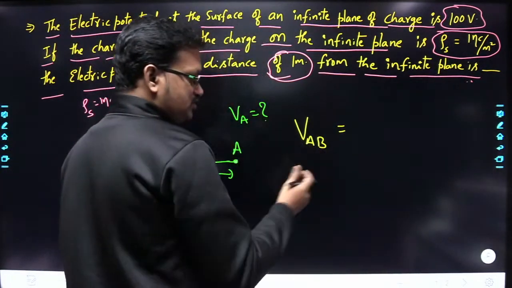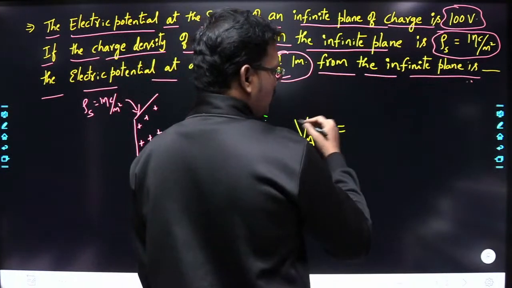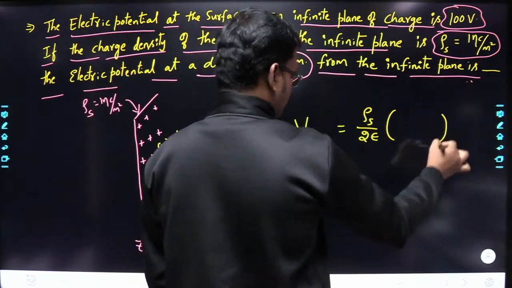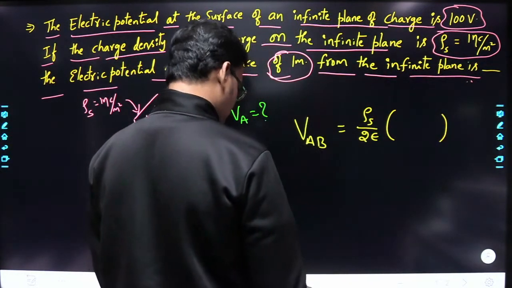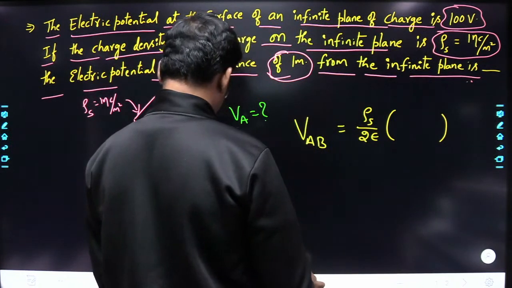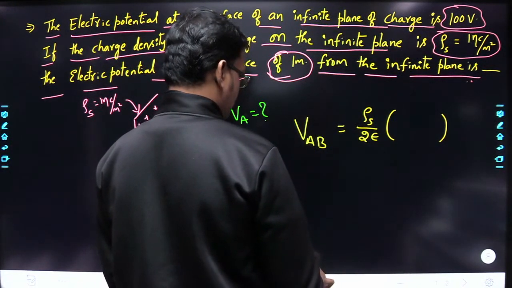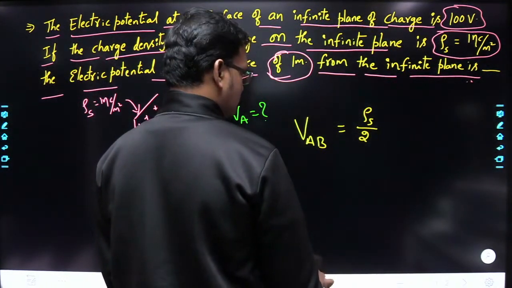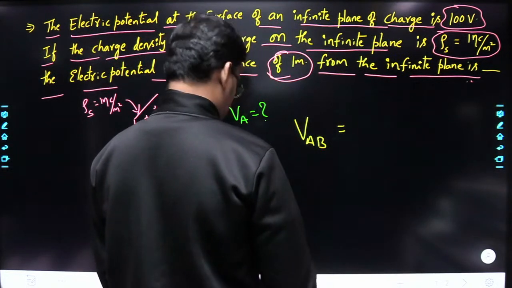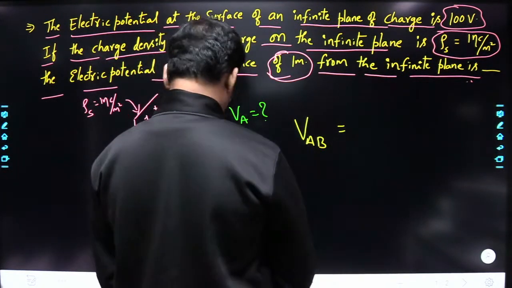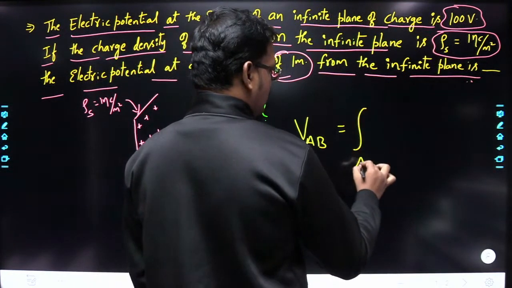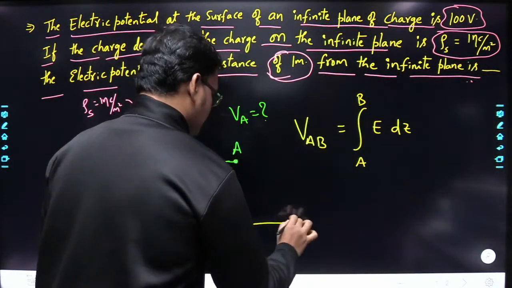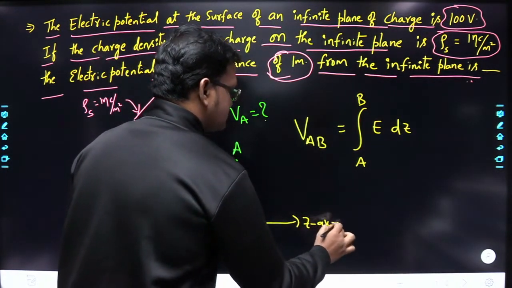That is equal to what we have determined just now. What is the potential due to an infinite sheet charge here? Rho s by 2 epsilon into... wait here. So VAB is equal to the integral from A to B of E dz. So this I am considering as the z axis here, right?